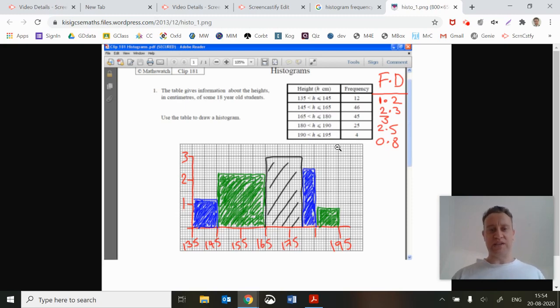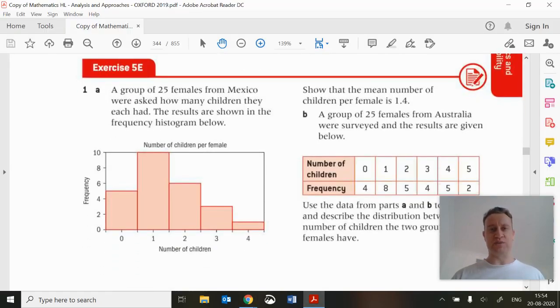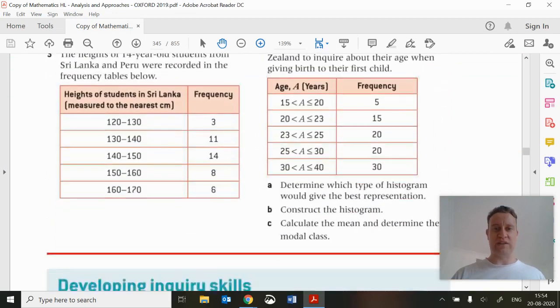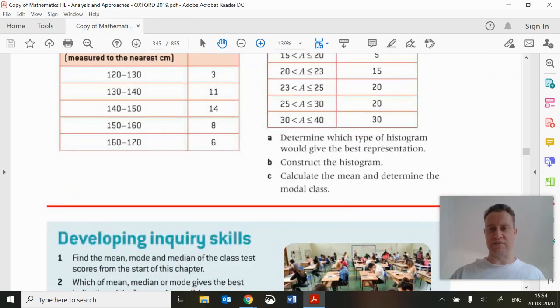I just wanted to append that on the end, and essentially now you can do 5E as well. There's really not too much to that. They seem to have made 4 questions out of a discussion point, but okay, you can have a look at those ones.